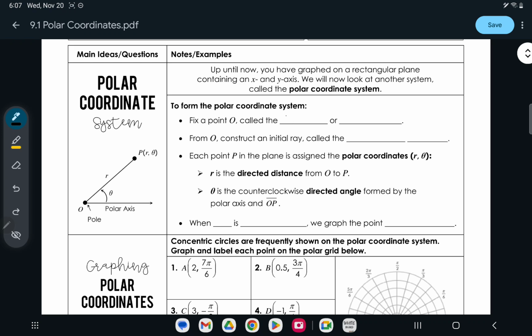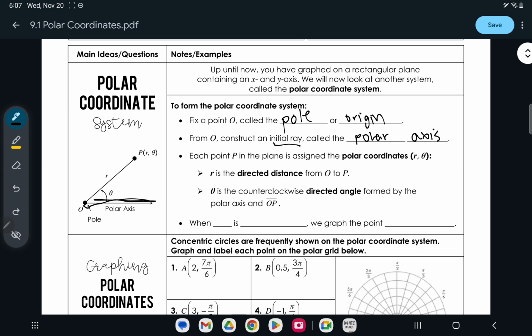But it's called a pole or origin. From O, you can have this initial ray, and that is called the polar axis, which we can also think of, to compare it to the rectangular, as like the x-axis where x is positive.